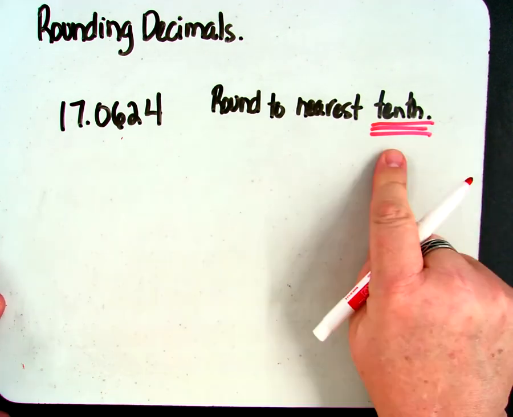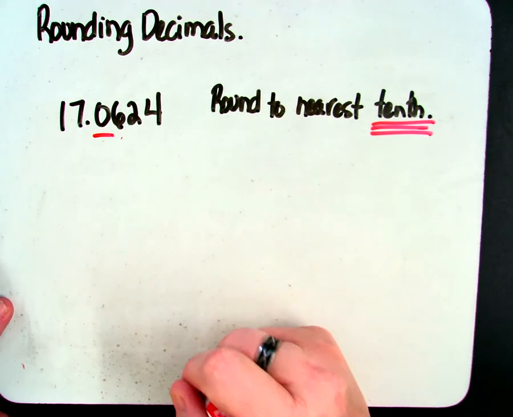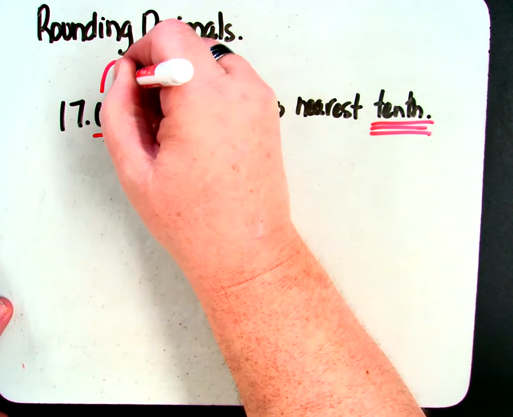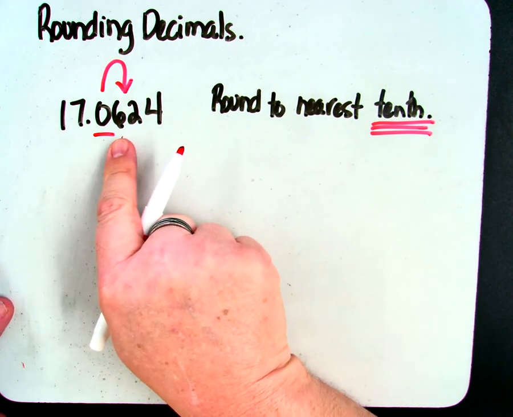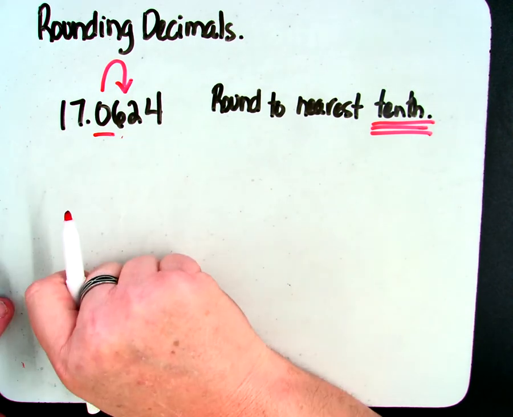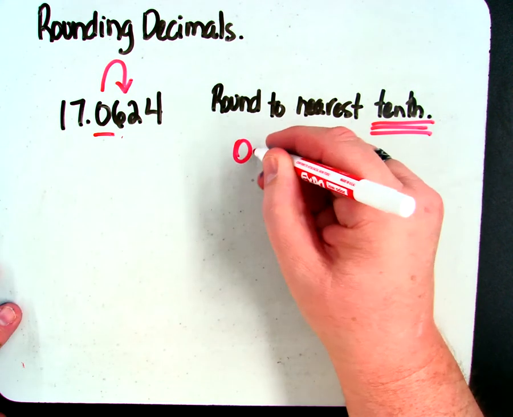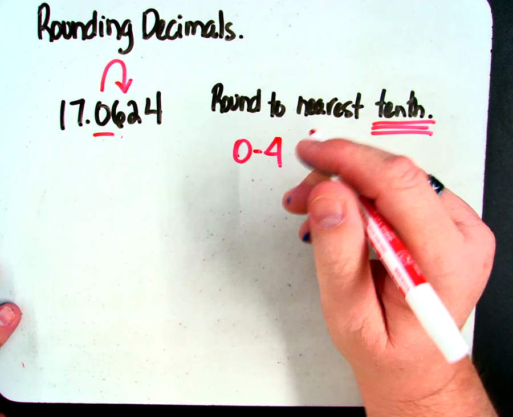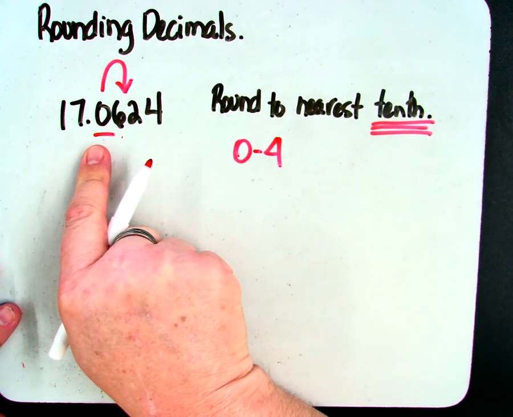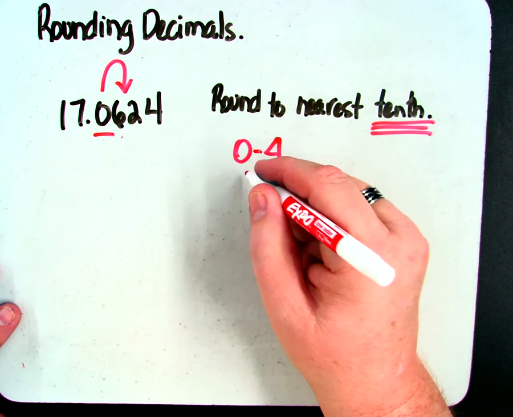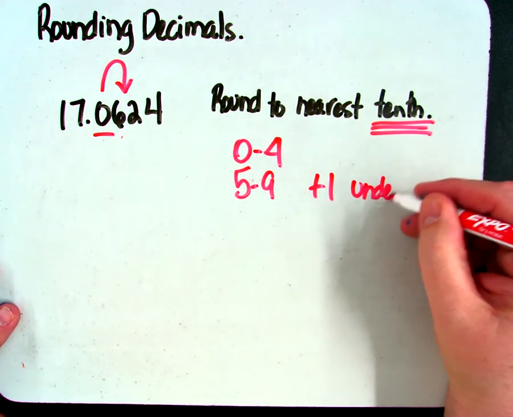Which of these numbers is in the tenth position? Very good. It is the 0. Then I want you to draw an arrow from the number you've underlined to the one to the right of that number. Now, if your arrow is pointing at a number between 0 and 4, you're not going to do anything to the underlined number. However, if the number on the right is between 5 and 9, you are going to add 1 to your underlined number.